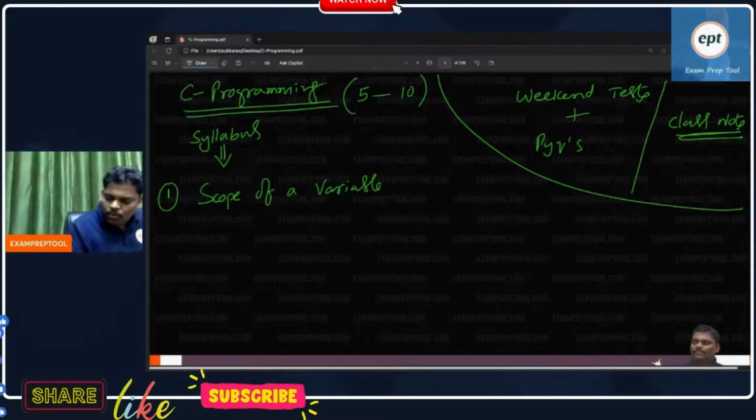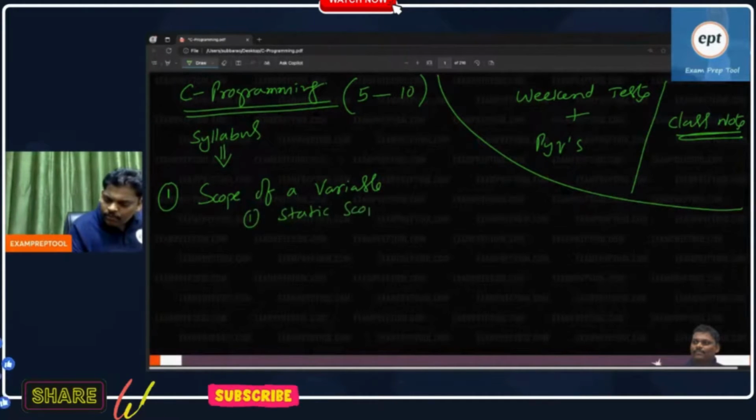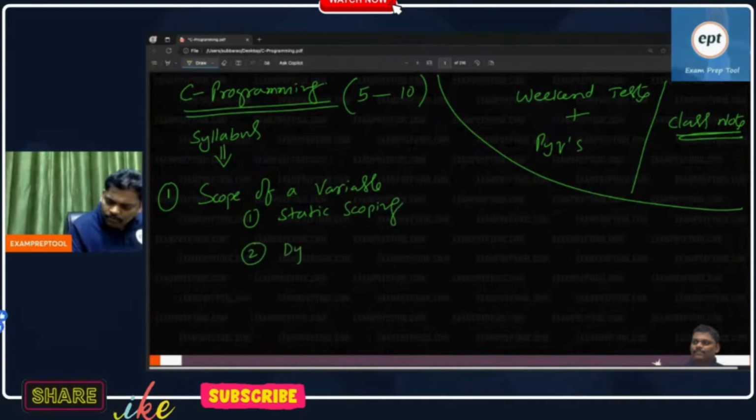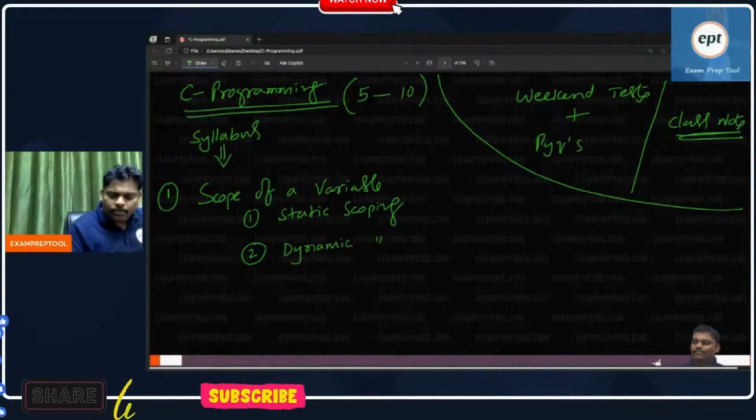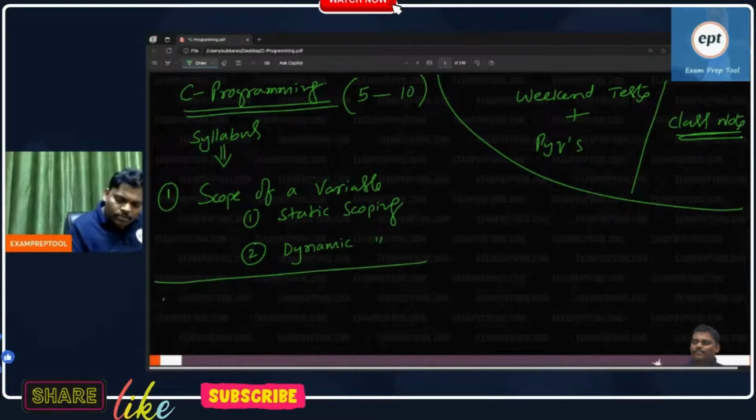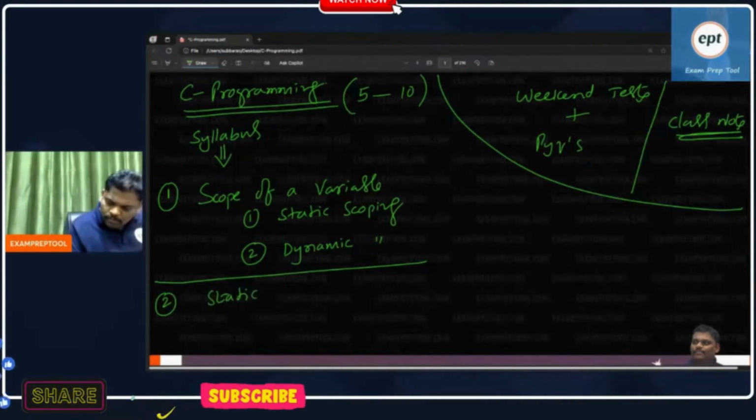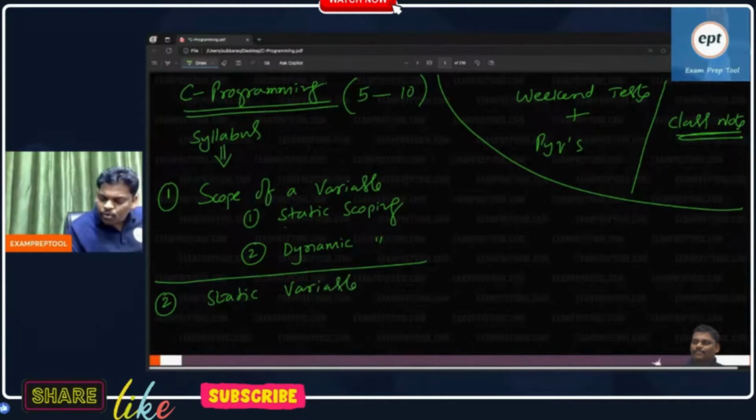See the syllabus. Scope of a variable: one is static scoping, another one is dynamic scoping. That is the first topic. The second topic is going to be static variable. Remember, it is static scoping, but this is a static variable. That is the second one.